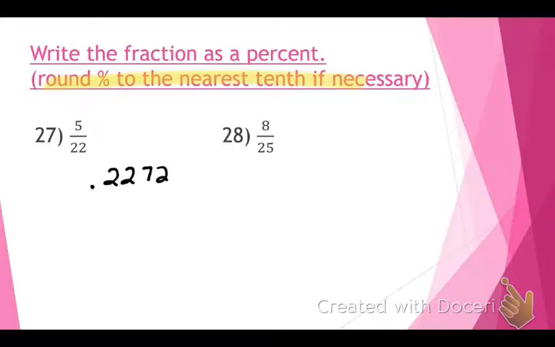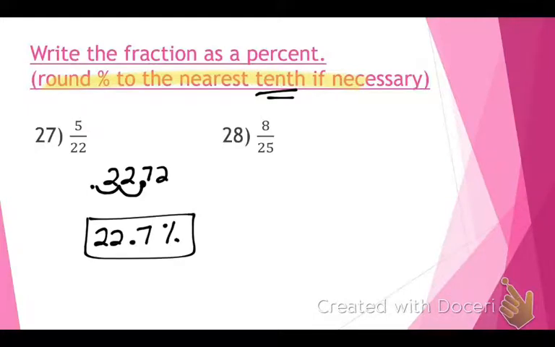Let's change that decimal to a percent. What do you get? Okay, 22.72. And now if we round it to the nearest tenth, what would we get? 22.7%. Okay? 8 over 25, what would that be as a decimal, guys? 0.32. And when I change that into a percent, what's my answer? 32%.